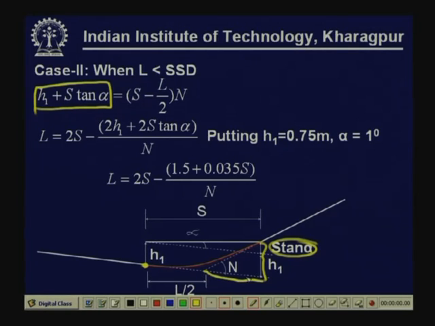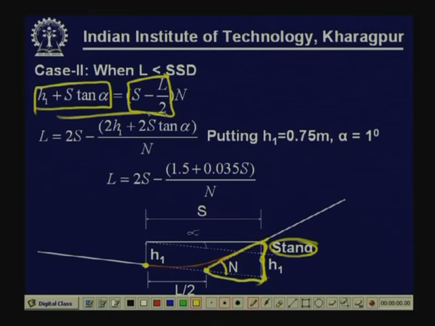What is this distance? Shown by the yellow line. The total is s. Up to this point it is L by 2. So, it is s minus L by 2 multiplied by the deviation angle n. That again gives us the same distance. So, these are the two similar things. We can express this height either in terms of h1 plus s tan alpha, or in terms of s minus L by 2, the whole thing multiplied by n.